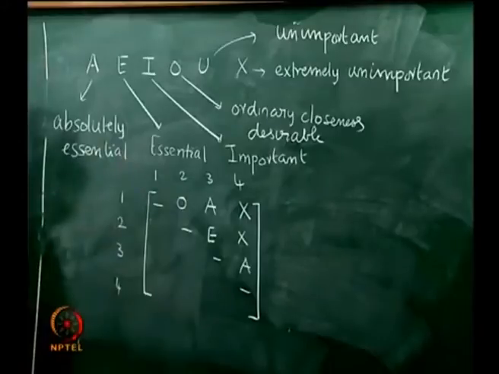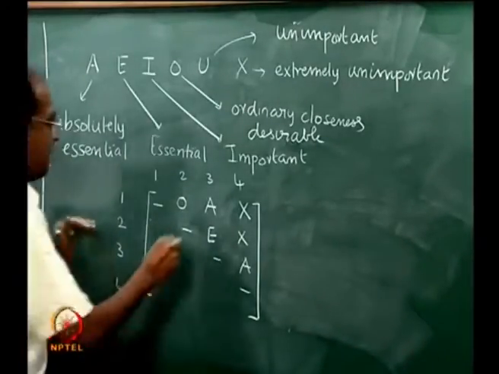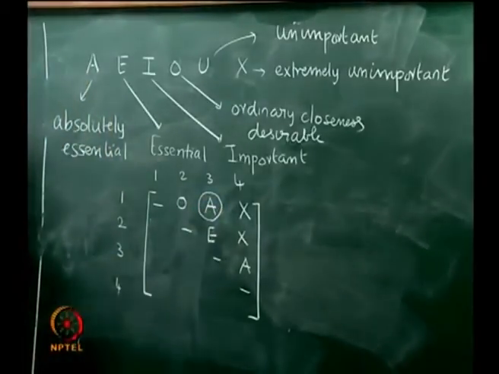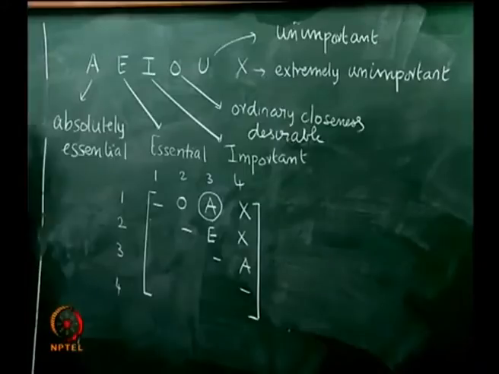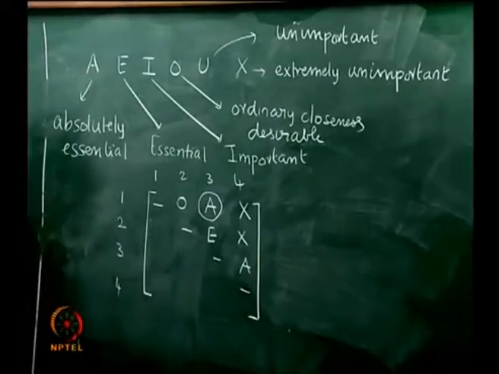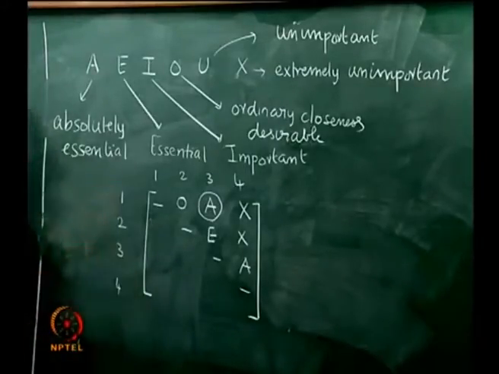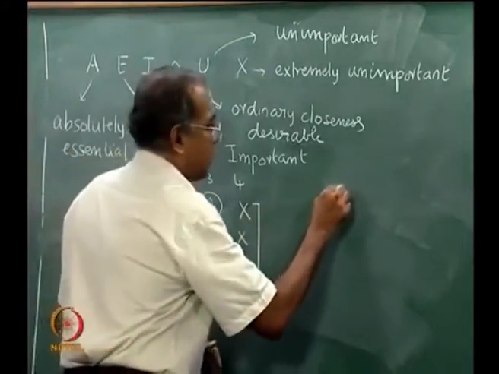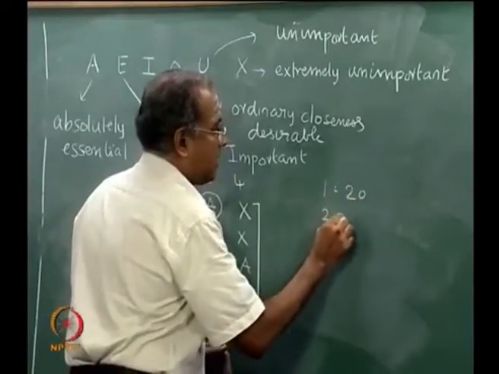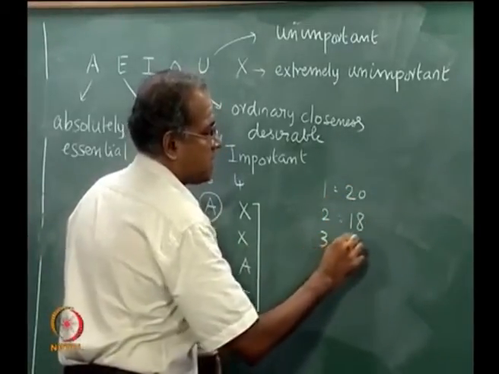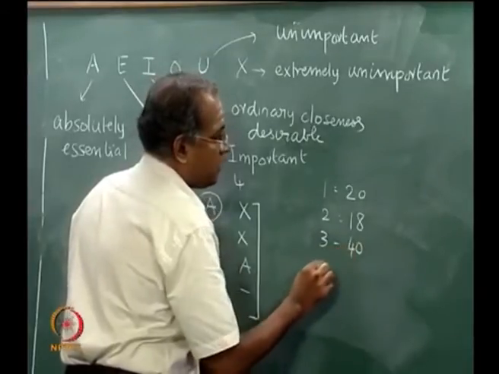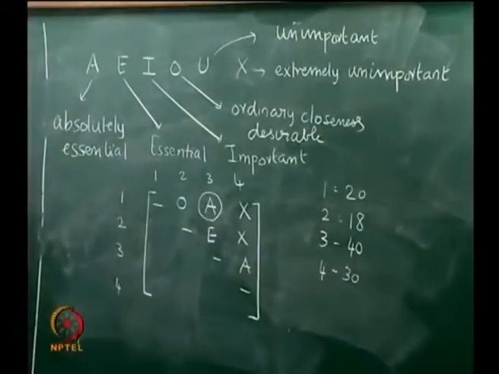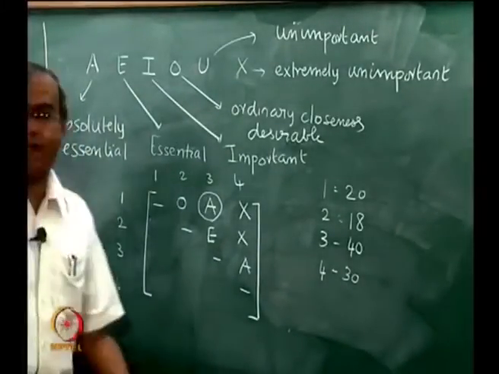Now, if we look at this matrix and try and find out, the highest is A, there is an A between 1 and 3. Now, we might also assign some kind of areas to these 4 departments. Suppose we say that after all these departments require space, and let us say that department 1 requires 20 units of space, department 2 requires 18 units of space, department 3 requires 40 units of space, department 4 requires 30 units of space.